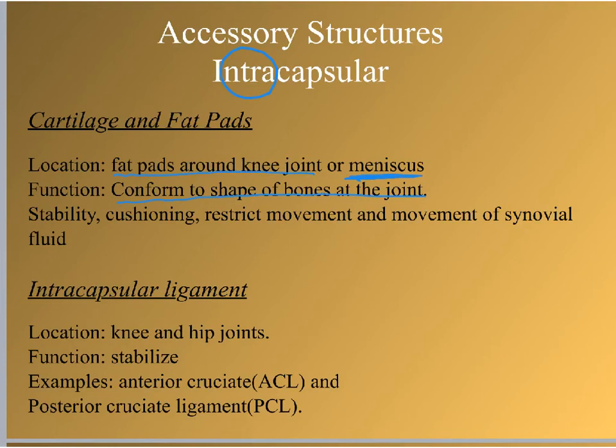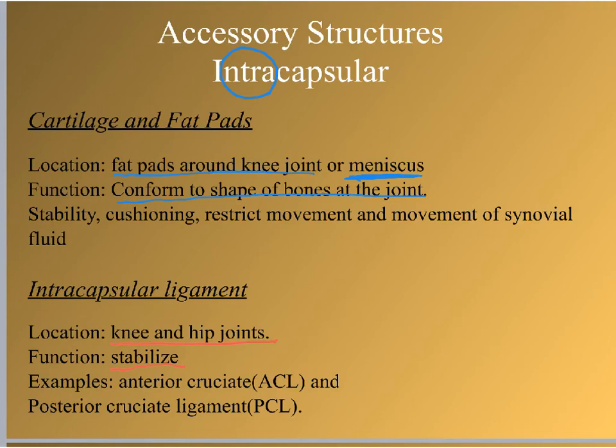Okay, so we'll go back to here. Another structure or structures that we find inside of the joint are intracapsular ligaments. That's just a fancy way of saying a ligament that's inside the capsule. You find them in the knee and hip joints. They're meant to stabilize the joint, essentially holding the two bones together, right? The knees and hips are main joints that are carrying the weight of your body.